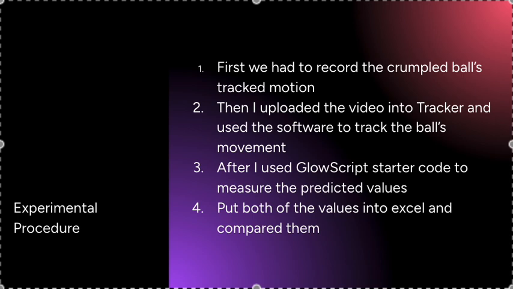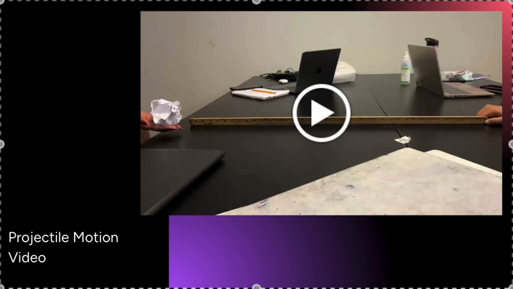So this is the experimental procedure. First, we had to record the crumpled ball's tracked motion. Then I uploaded the video into Tracker and used the software to track the ball's movement. After that, I used GlowScript starter code to calculate the predicted values, and I put both sets of values into Excel and compared them. This is the projectile motion video.